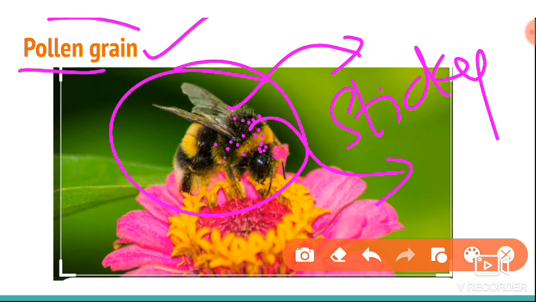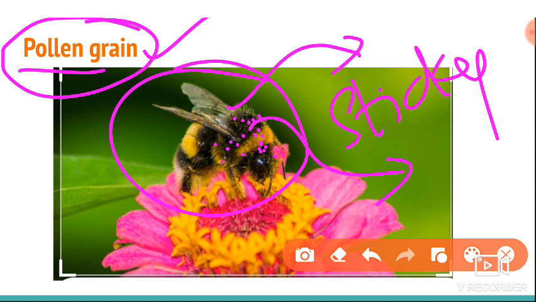This is the first reward. What is this? Pollen grains. These are the first rewards to the animals. They are sticky, they attach to the body, and those pollen grains travel along with the insect and fall on the stigma of the next flower. That can lead to pollination. First one, that is pollen grains.